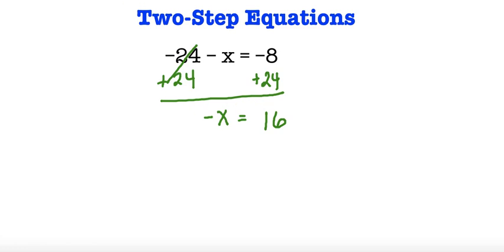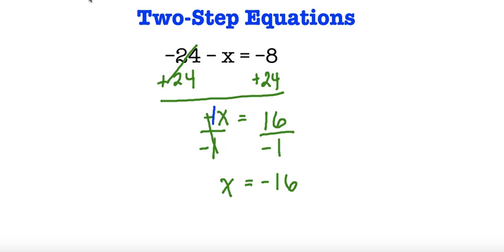And now remember that here we have negative x. Remember that this is a coefficient of negative 1, so we're not quite done yet. So in order to get x by itself, we're going to have to divide both sides by negative 1. So negative 1 divided by negative 1 is just 1. So 1x is equal to 16 divided by negative 1 is negative 16. So x is equal to negative 16.